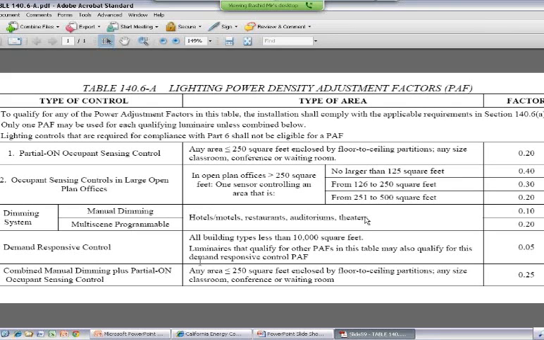This table used to be close to a whole page long, and by page I mean 8.5 by 11 in the standards. It was reduced significantly because a lot of the control credits that we used to provide have now been incorporated as part of either the mandatory or prescriptive requirements.